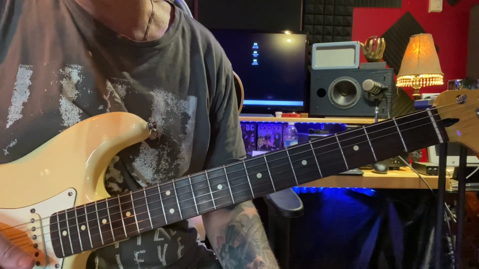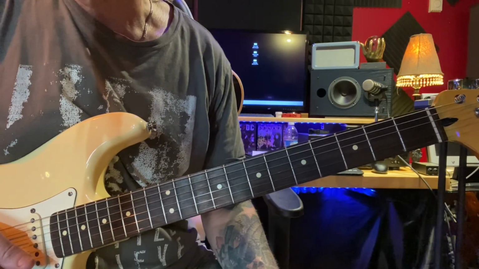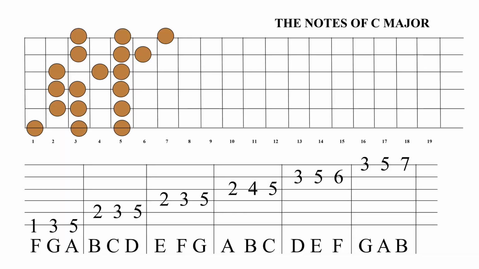Okay, so our first example starts on our first fret, which is an F note, and we have 1, 3, 5 on the low E, and we have 2, 3, 5 on the A, and we have 2, 3, 5 on the D. If you look at the diagram, you'll see these patterns repeating.